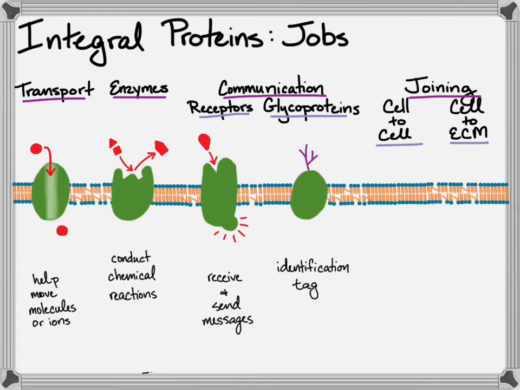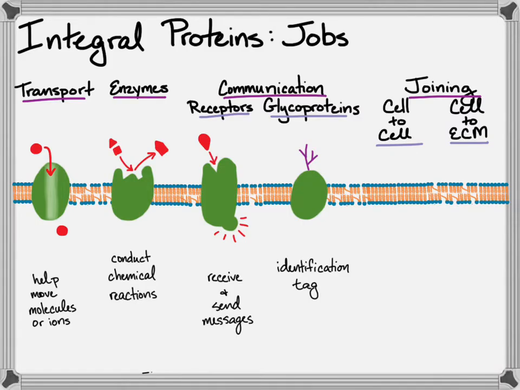Glycoproteins have carbohydrate tags that allow cells to identify self and non-self. So they're kind of like little ID tags, or like, I don't know, a little lanyard we wear around our neck or something like that.